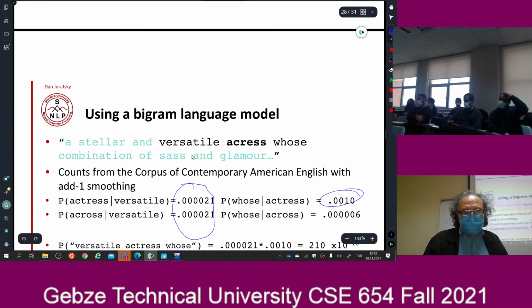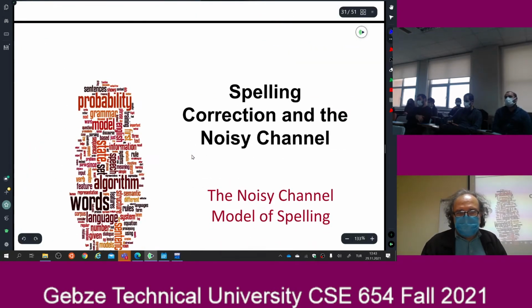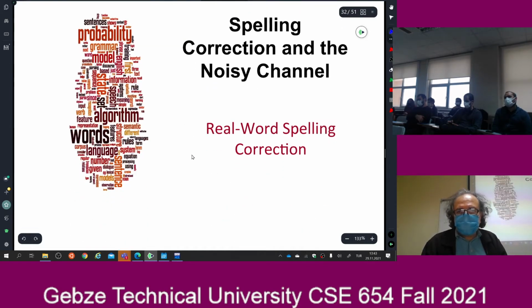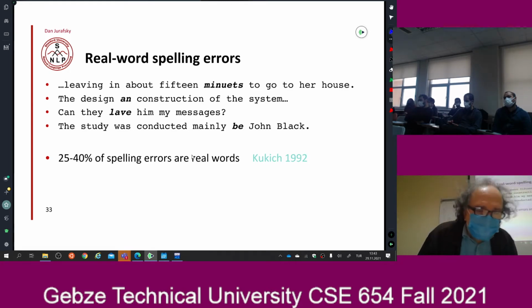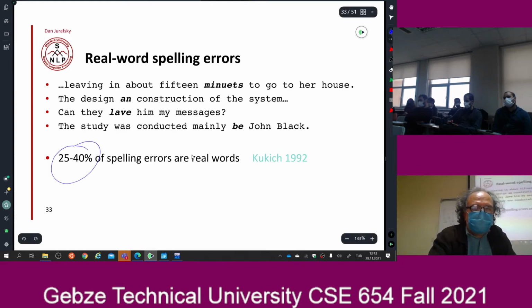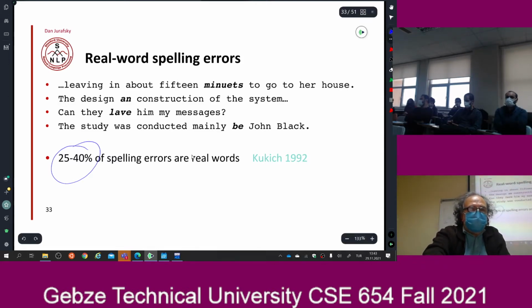So we looked at those, and I think the place that we stopped is real word spelling correction. Usually the most problematic ones are these. For English, 40% of spelling errors are real words. I say the design and construction, this is not an, this is a. Design a.